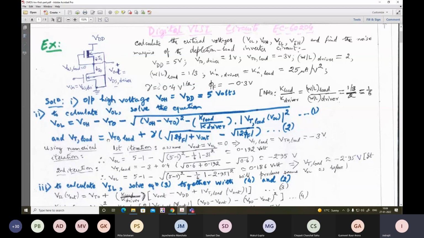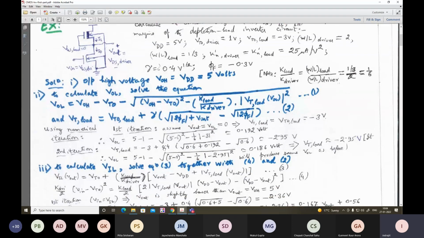That means the threshold voltage of the load device does vary with the output voltage. Equation 1 and equation 2. So based on iteratively using equations 1 and 2, we can find the value of VOL. First iteration: assume that Vout equals 0. Certainly this is not true, but this is the starting assumption.